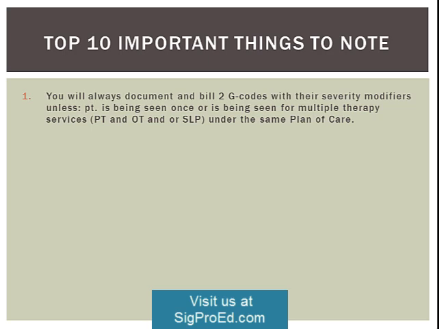If you are billing an L code for a one-time therapy visit and that code is submitted without a therapy modifier like GP for physical therapy or GO for occupational therapy, then you would not report on a G code.